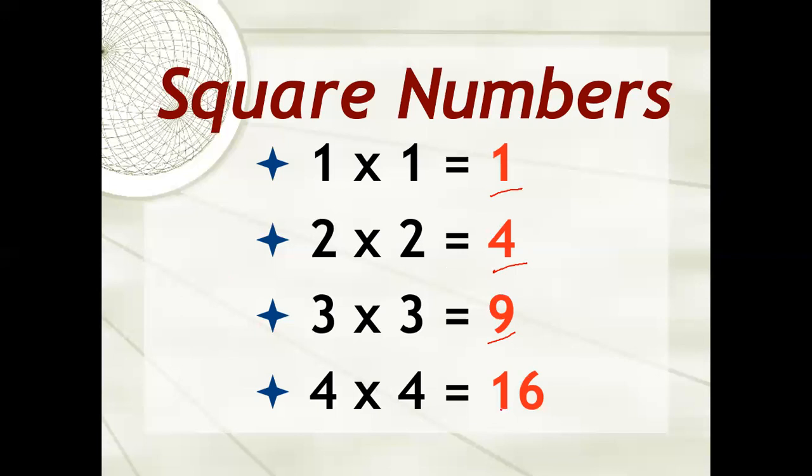We also have 16 because one of the factors of 16 is 4 times 4. Or the square of 4 will lead us to the product which is equal to 16. Therefore, 16 is an example of square numbers. So we have 1, 4, 9, 16 as examples now of square numbers.